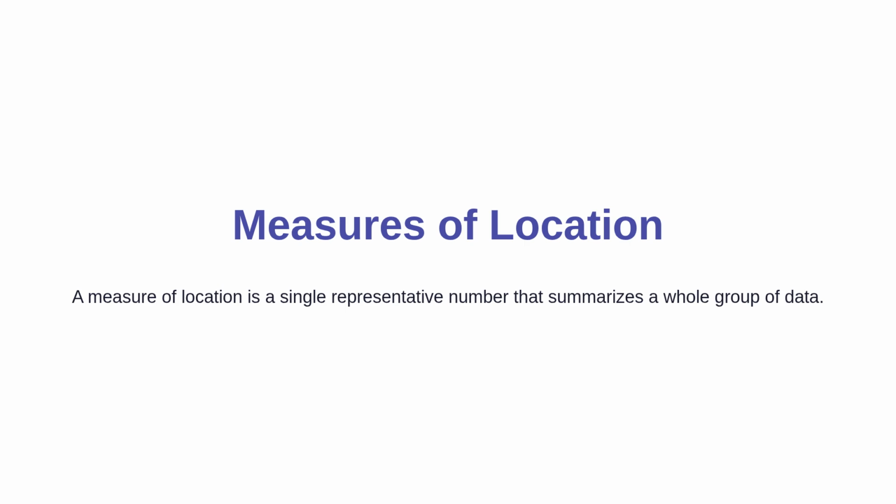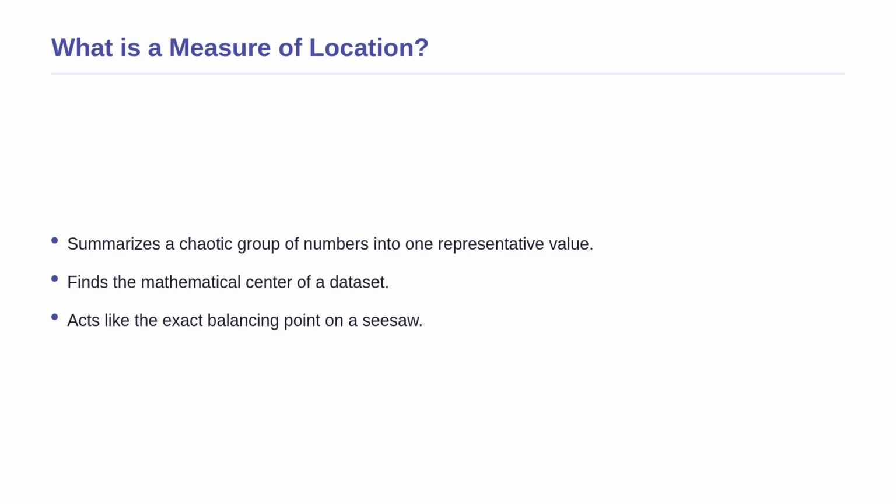Let us get started. Now that we know why we need a single representative number, let us define what it actually is. A measure of location is simply a mathematical way to find the center or the most representative value of a whole group of numbers. Think of it like finding the exact balancing point on a seesaw where all the weights are perfectly leveled. By finding this center point, we can summarize a massive amount of chaotic information into one easy-to-understand number, allowing us to make quick comparisons and informed decisions without getting lost in the raw data.